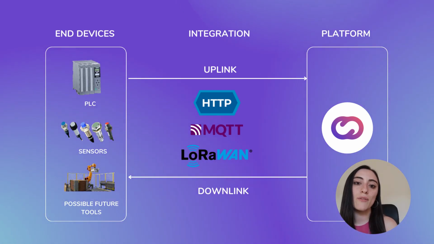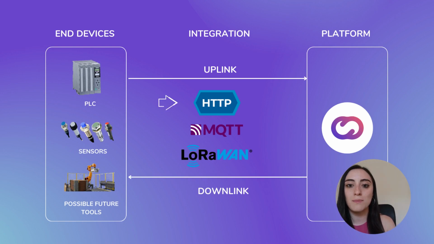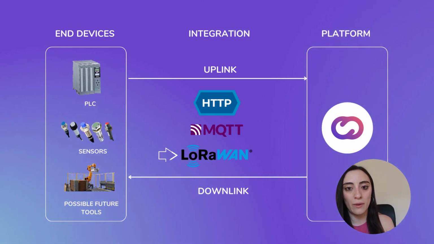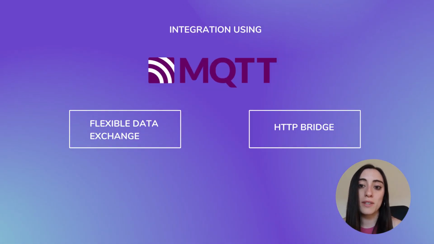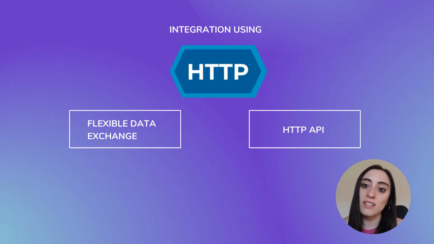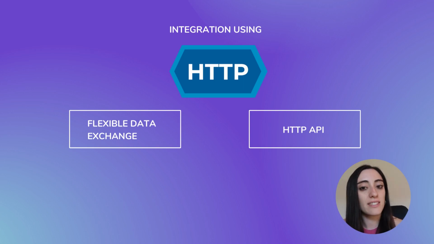Device integration is available for commercial devices and also for custom-made devices based on, for example, Arduino, NodeMCU, or Raspberry Pi. Currently, there are three integration alternatives: HTTP, MQTT, or LoRaWAN. I will not explain every step of the process, but I will describe the features of each integration. In the case of MQTT, you can use a flexible data exchange or an HTTP bridge. In the case of HTTP, you can also use a flexible data exchange, or you can use an HTTP API.